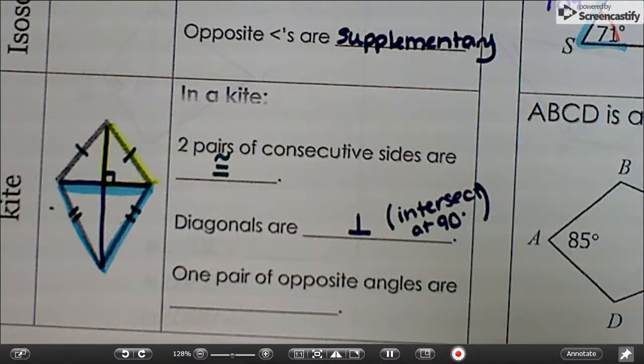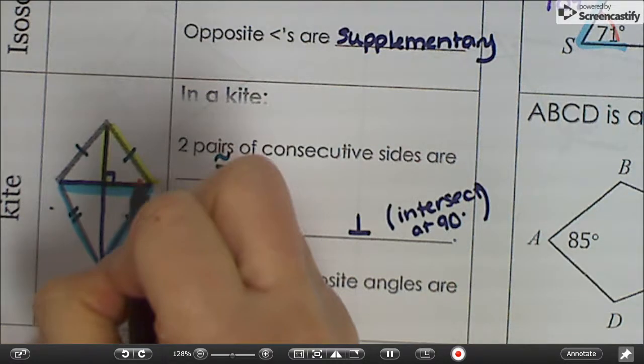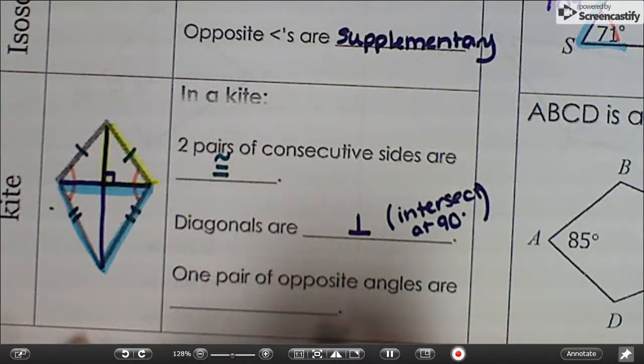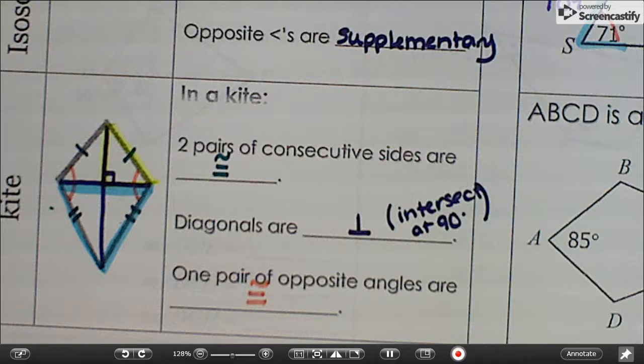Also, I'll go over this one and then some other cool things. One pair of opposite angles, so that would be this pair. That pair of opposite angles is congruent. The other ones are not.